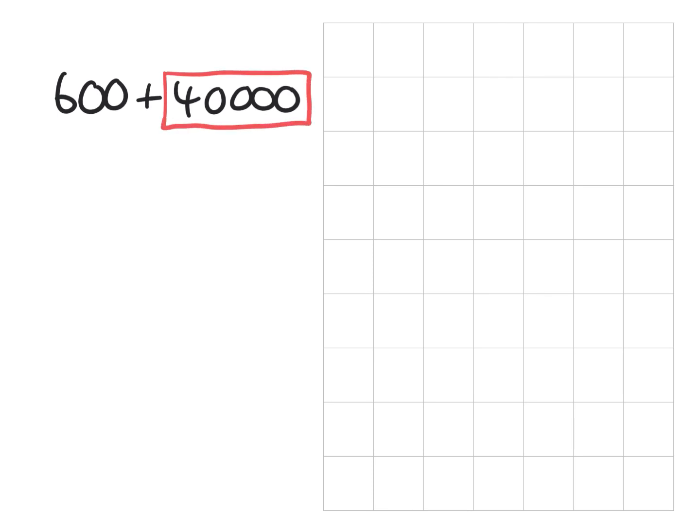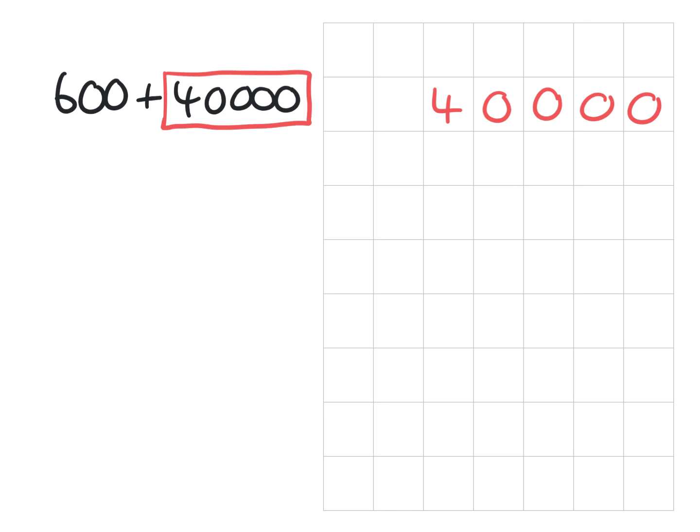So addition to begin with. If I take 600 plus 40,000, and I place that into a calculation, it doesn't matter about the order at all for addition, but I would generally put the larger value at the top.